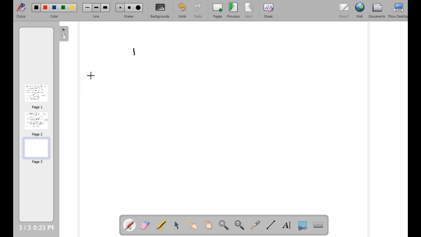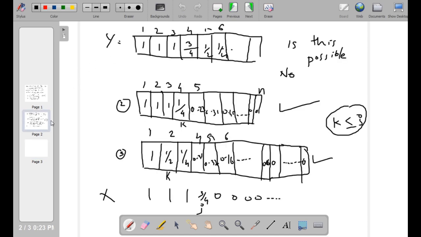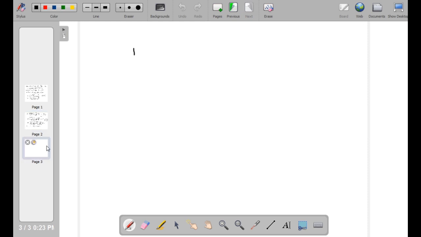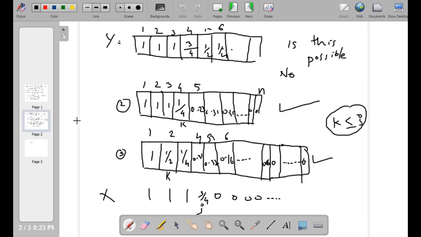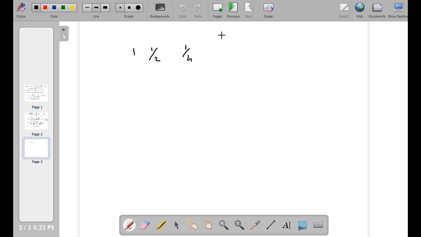That is 1, then 1 by 2, 1 by 4, the second item 1 by 2, the third item 1 by 4, then the fourth item some 0.33 portion, next item 0.23, and so it goes. This is thus a solution proposed by Y.